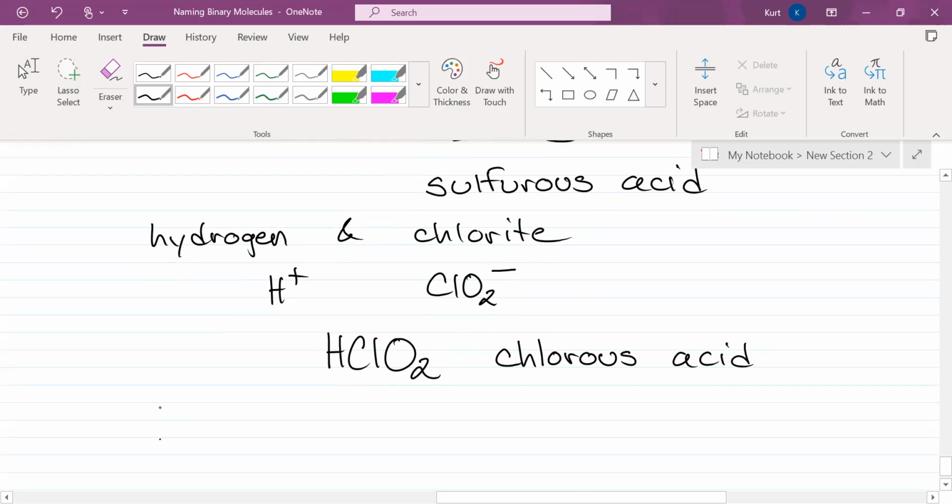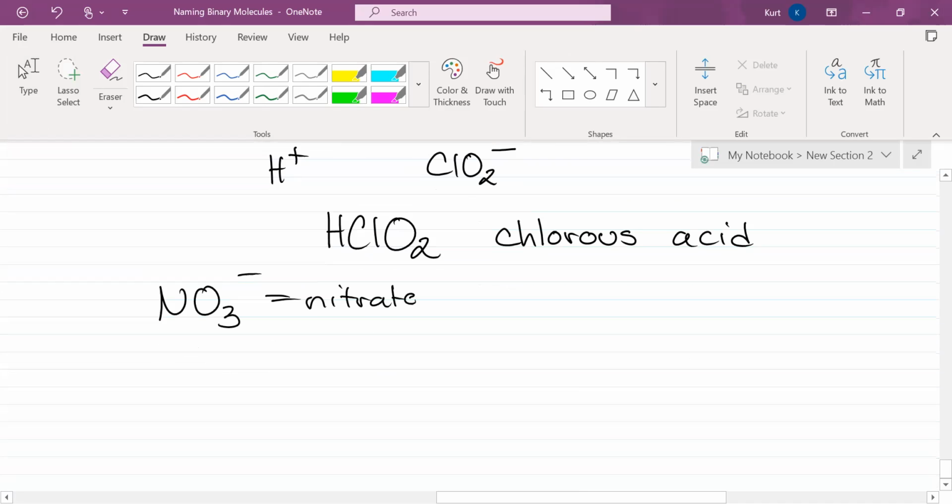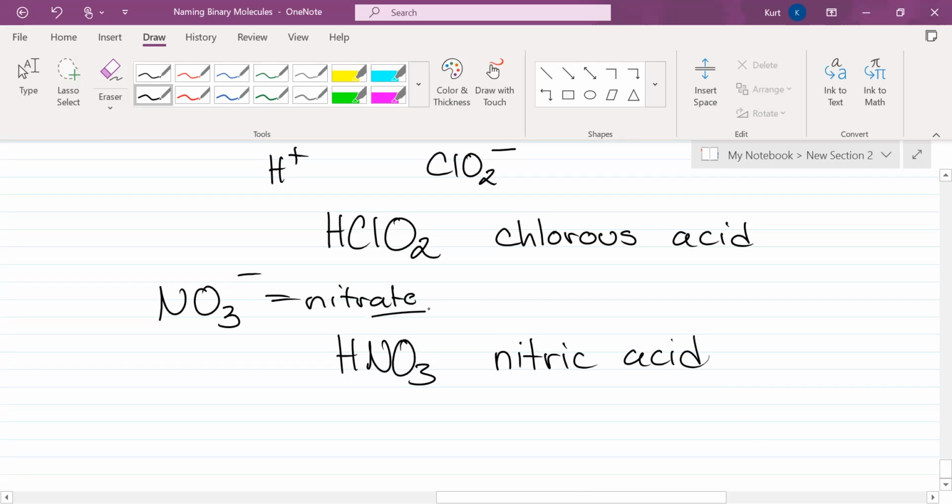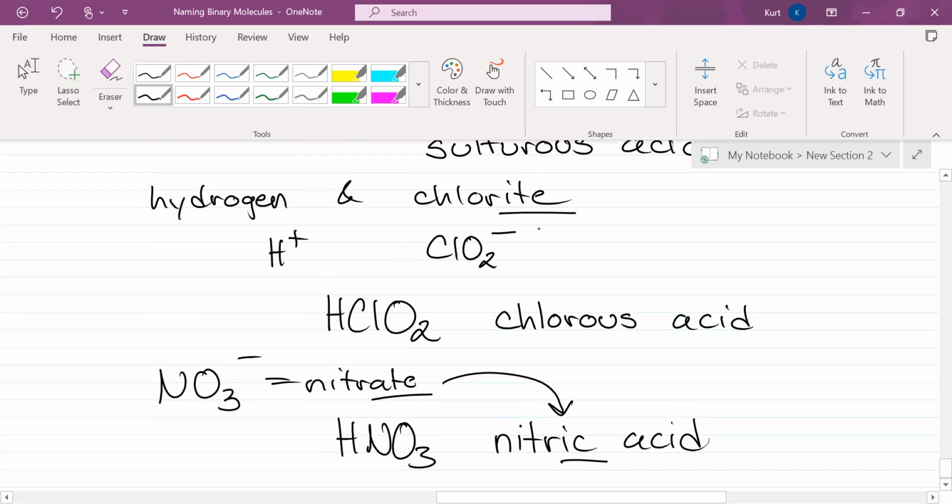The last one. This is nitrate. What is the charge of nitrate? How many hydrogens would it take to balance it out? HNO3. It's called nitrate. So how do you change its name to an acid? Nitric acid. Note ATE got switched to IC, and over here, ITE got switched to OUS. Any questions?